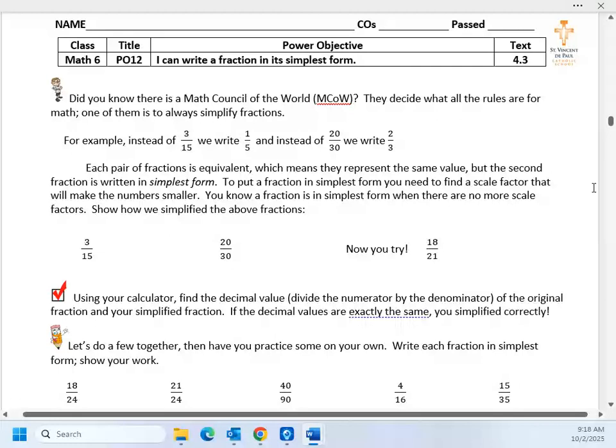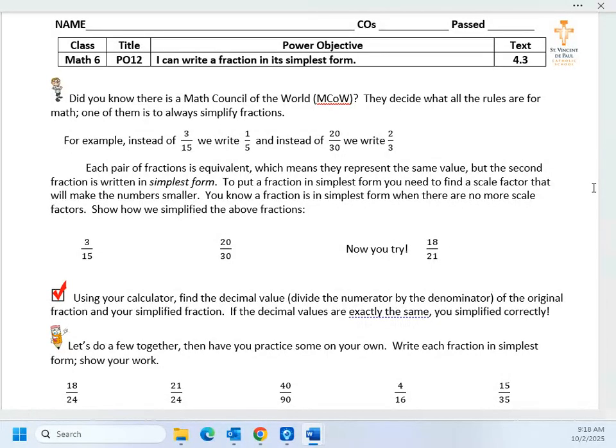Good morning. Yesterday we worked on CO12 with the equivalent fractions. Today we are doing CO11. Similar, a little bit different. We're doing simplifying, so writing a fraction in its simplest form. So same concept, we're going to use those scale factors, but this time instead of multiplying up, we divide it down, but it has to be using that same scale factor. Whatever you do to the top, you do to the bottom.